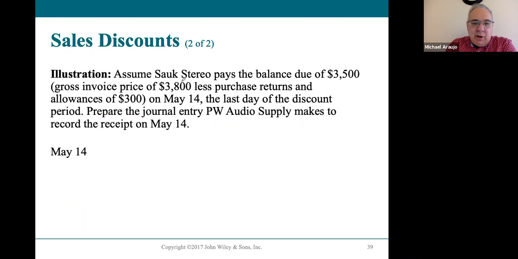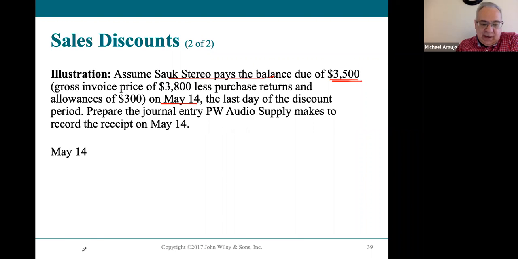All right, so now Salk Stereo is going to be paying us. Woohoo! Okay. What happens when they pay us on the 14th, right? Which is the last day of the discount. Well, that means we're going to be receiving less money, right? We were expecting $3,500. That's what we're waiting to receive. However, because they're taking advantage of the discount, we're clearly going to be receiving a little bit less.